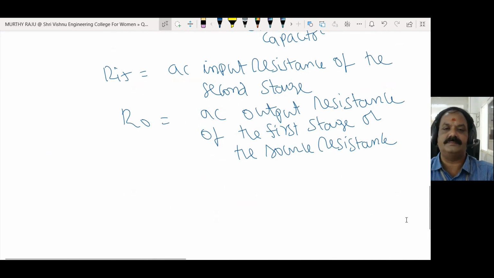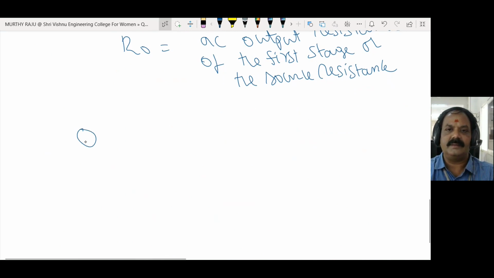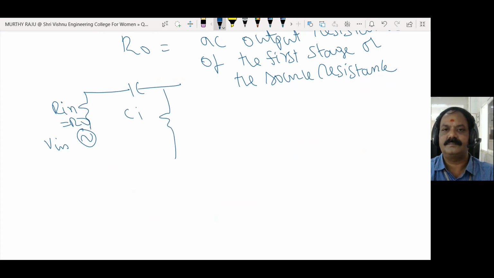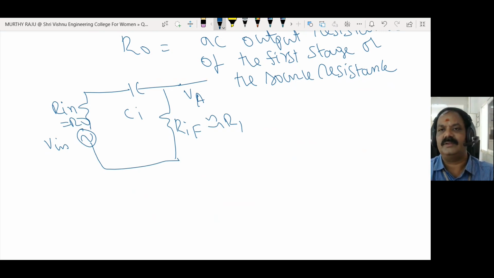Here is a block diagram. This is the V in, R in, R0. This is the coupling capacitor CA. RIF is approximately equal to R1. This is the VA. VA is the voltage applied to the inverting terminal of the op-amp. This one is the inverting terminal of the op-amp.